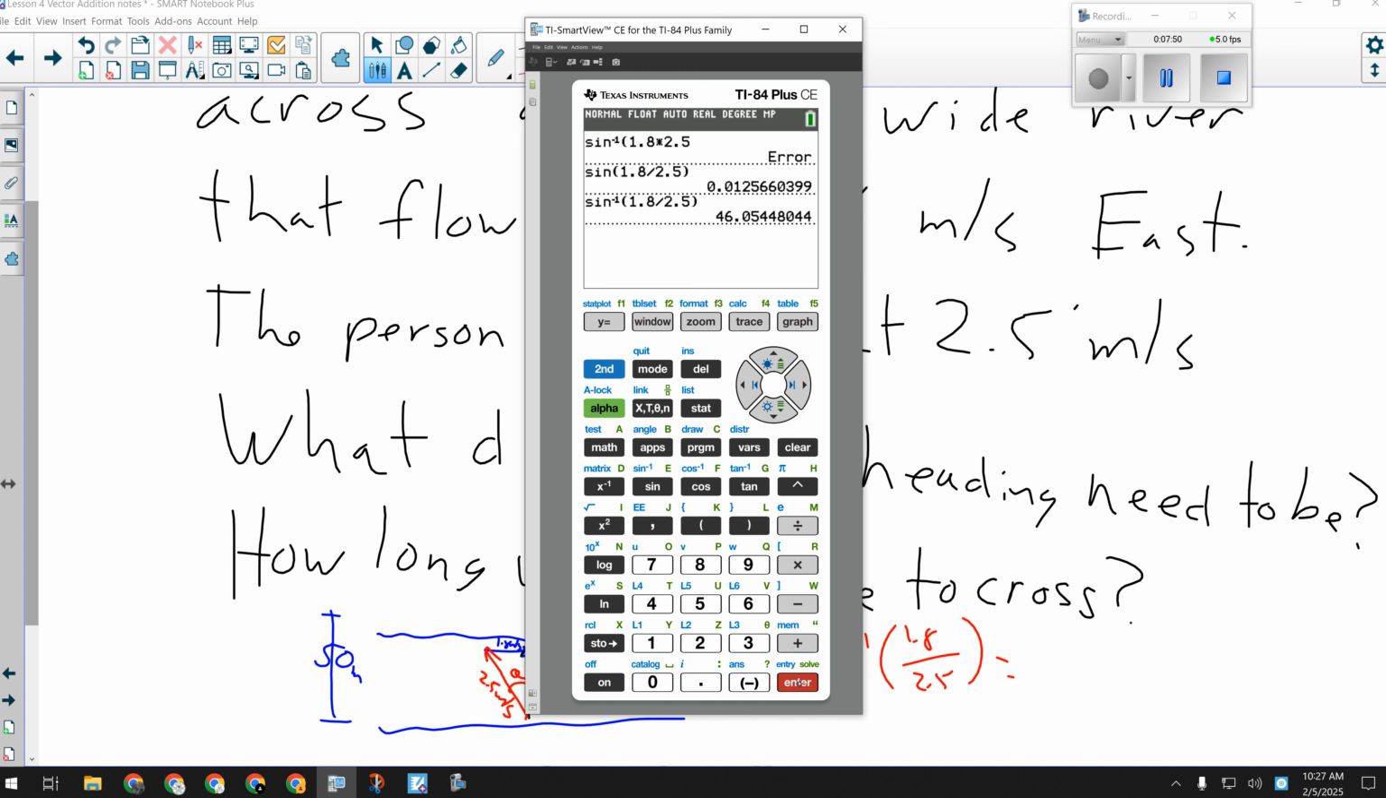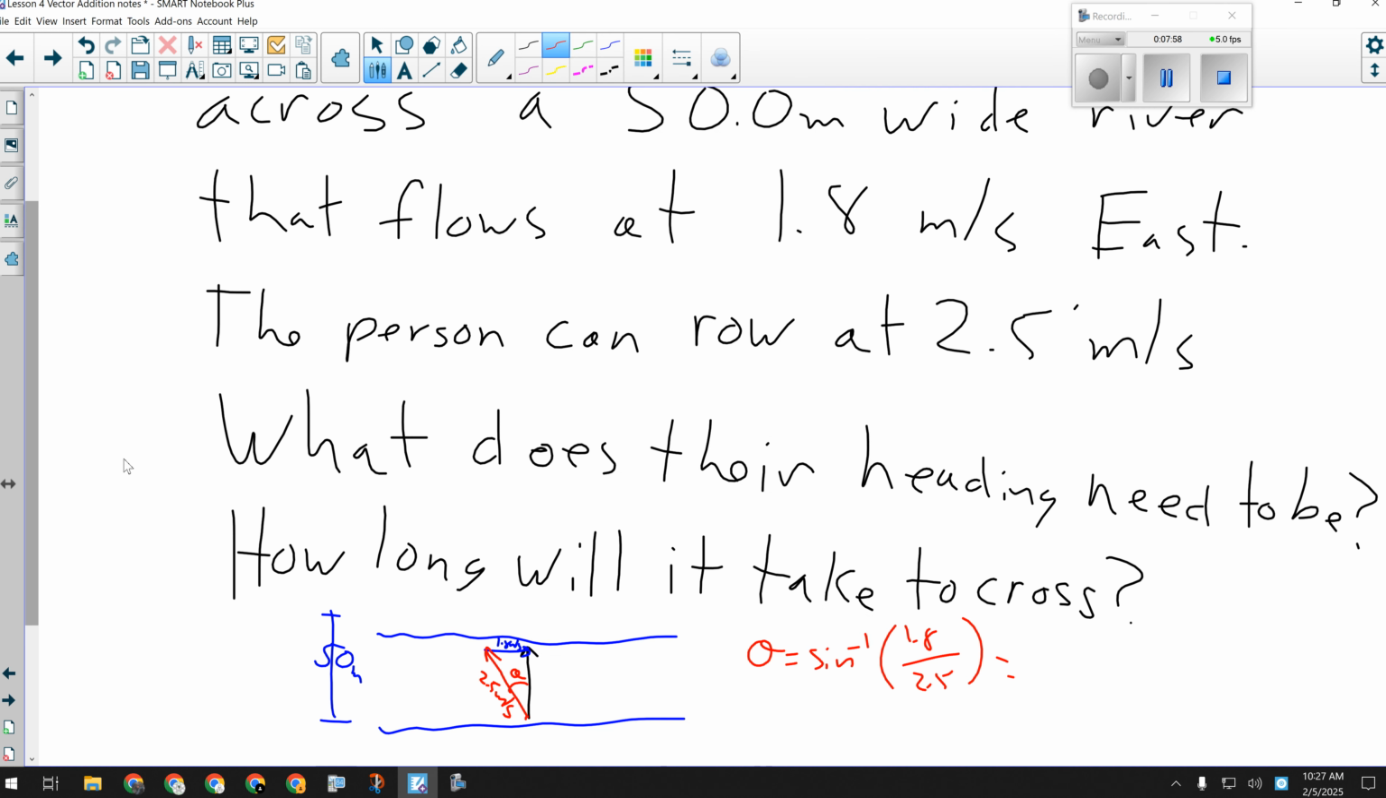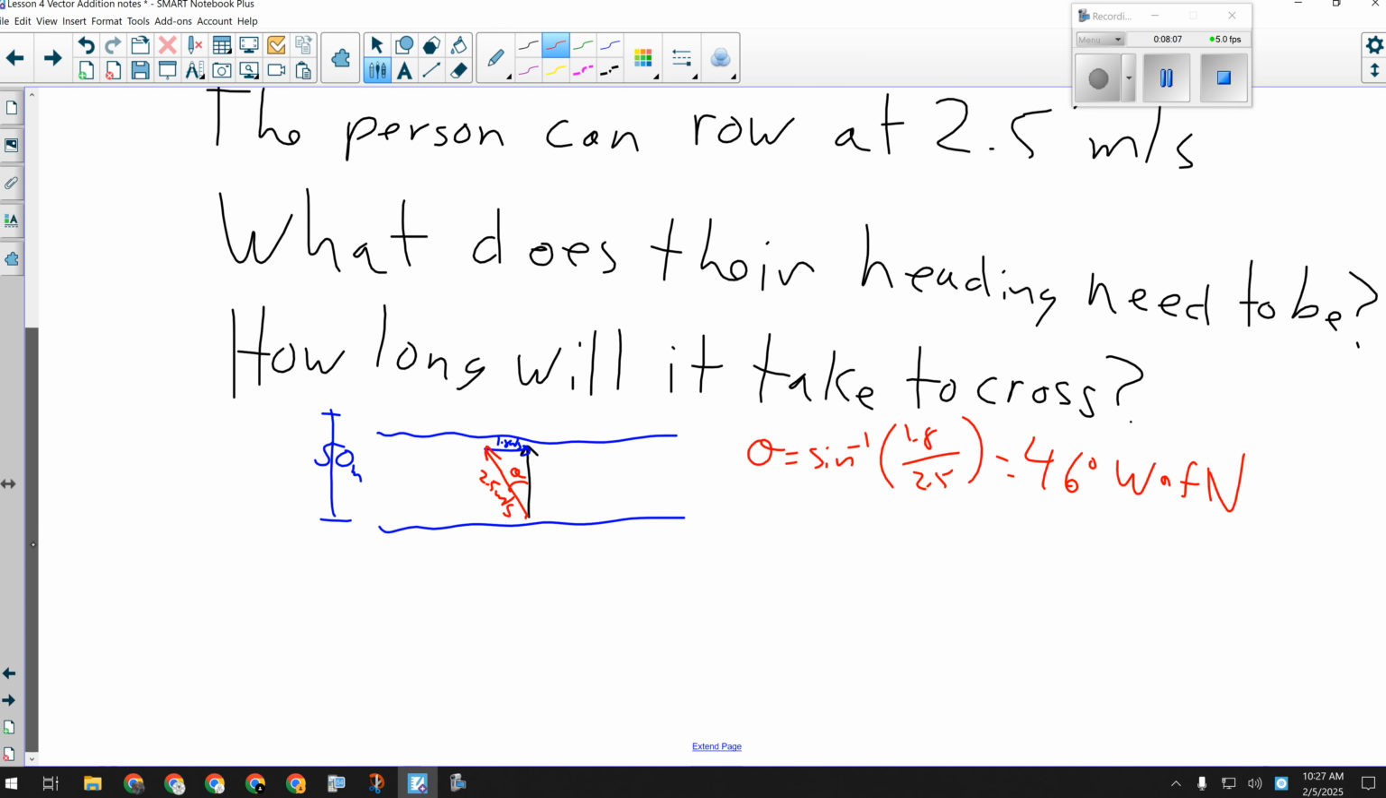Third time's the charm. Okay, 46 degrees, and that'll be west of north, as the direction that we need to head on that one. All right, in order to figure out how long it will take to get across, I know it's 50 meters across. What I don't have is how fast we are crossing. So I do have to find that. It is the resultant here.